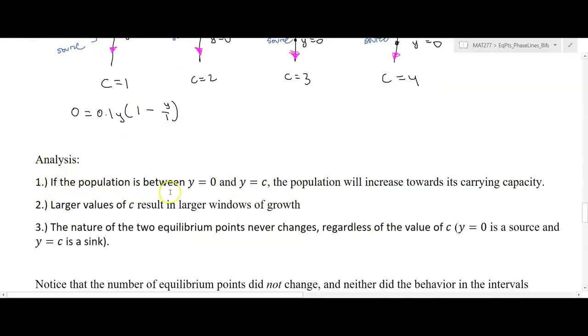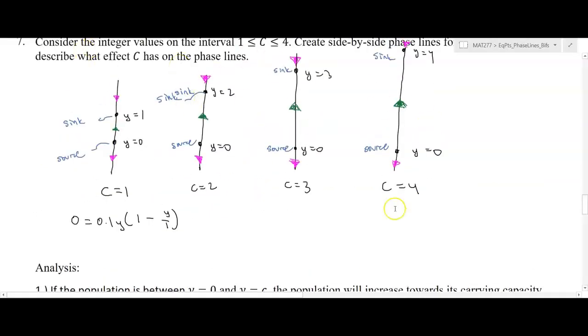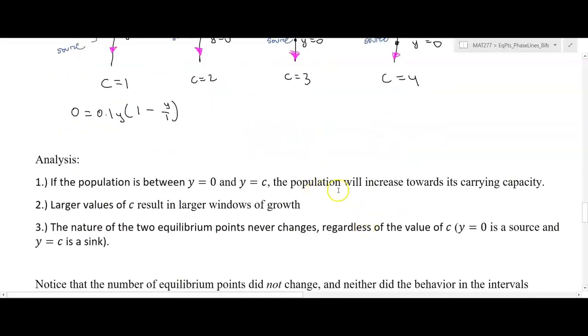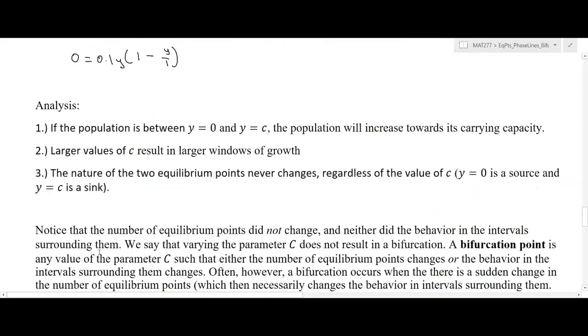If the population is between y equals 0 and y equals c, this analysis of drawing these four phase lines revealed that the population will increase towards its carrying capacity. The second thing we observed is that larger values of c result in larger windows of growth between y equals 0 and y equals c. And thirdly, the nature of the two equilibrium points never changes regardless of the value of c. y equals 0 is a source and y equals c is a sink.